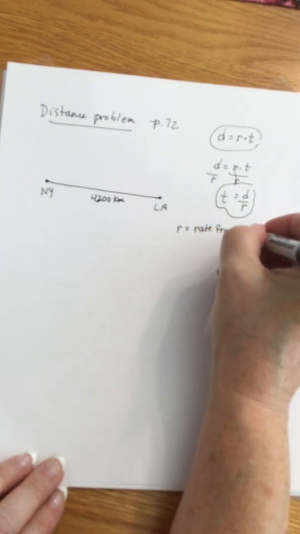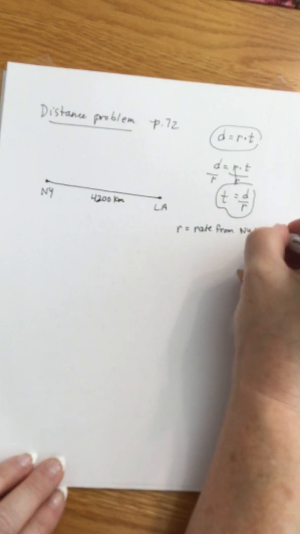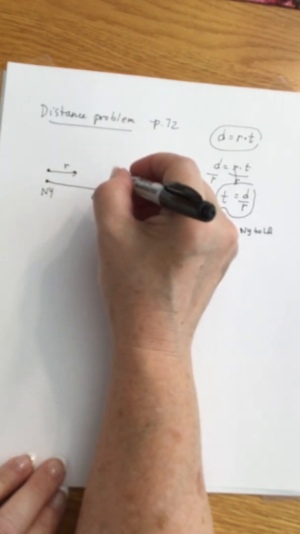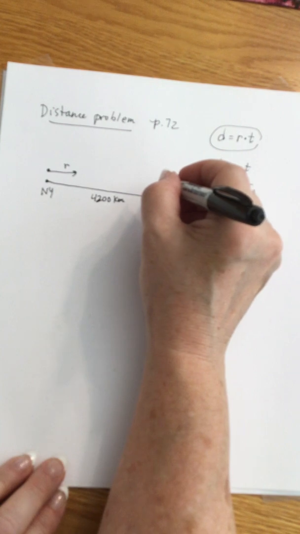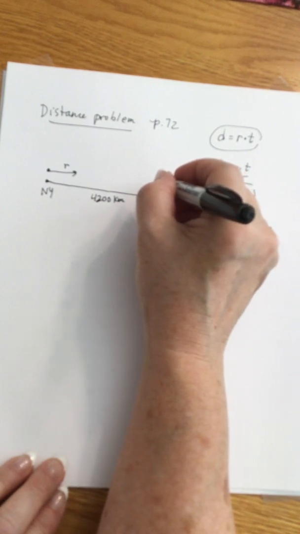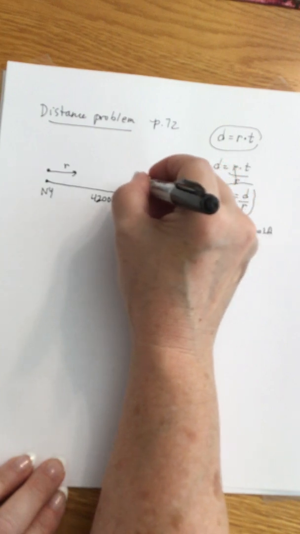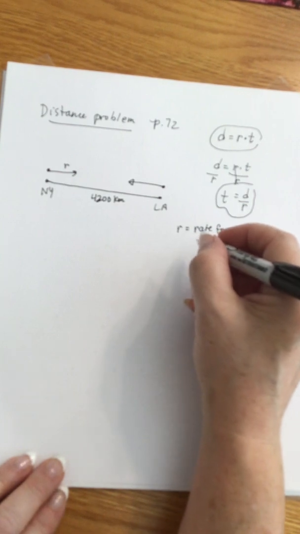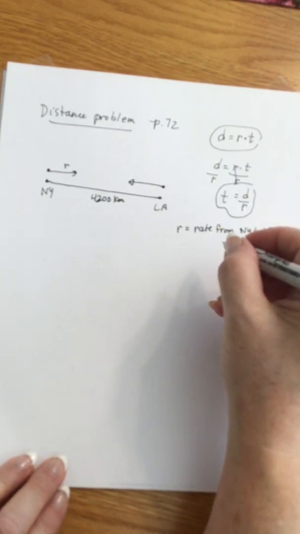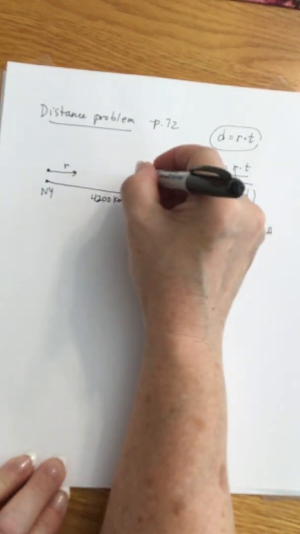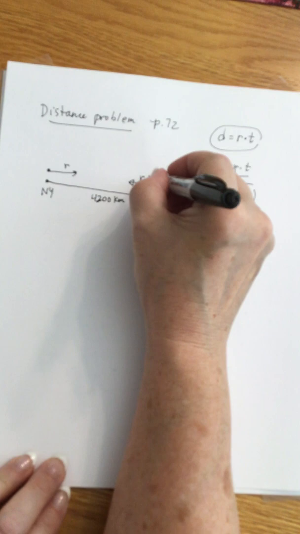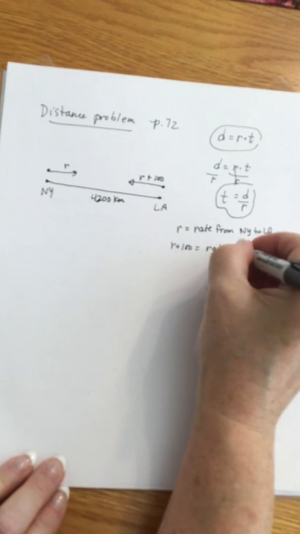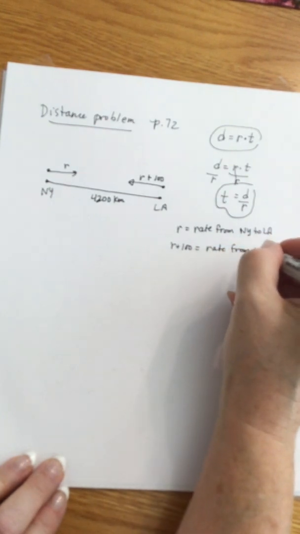So we're going to let R be the rate from New York to Los Angeles. So from here going this way is R. Then it says it was faster coming back, so maybe the wind was with them or whatever. But if it's faster coming back, then from Los Angeles going back, it said it was 100 kilometers per hour faster. Faster would imply plus. So this one is going to be R plus 100. So R plus 100 is the rate from LA to New York.